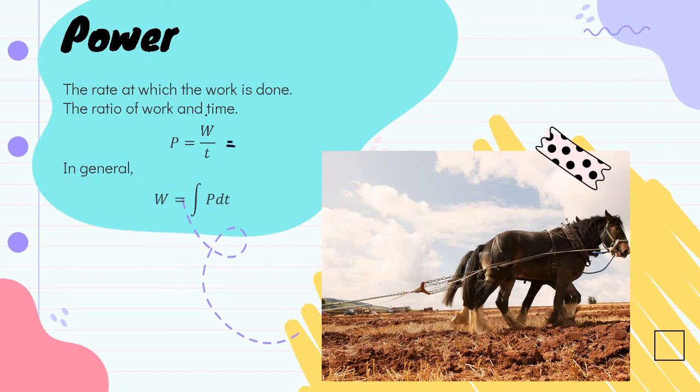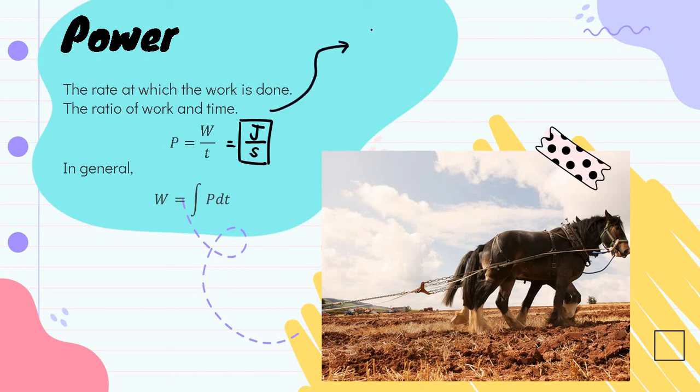So since we have work, and the SI unit for work is the joule, and the SI unit of time is the second, the first SI unit that you may notice that we use for power is joule per second. Alright, so how about its equivalent in fundamental units?